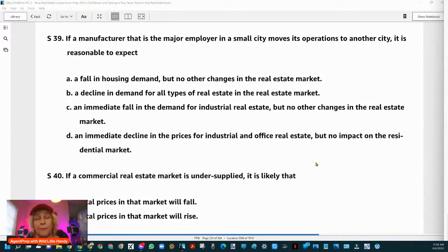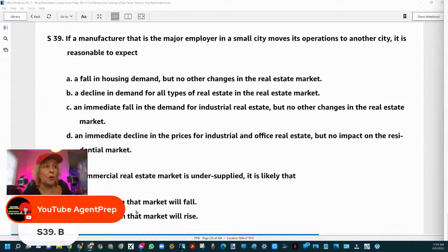Okay, no money coming into the town. It doesn't necessarily impact the decline in prices, right? Because the people aren't going to buy whether prices go down or not. Okay, they don't want to be there anymore. No more jobs, no more money coming in, no more money for the local businesses to support the community, the economy of that town. So the best answer here, a decline in demand for all types of real estate.